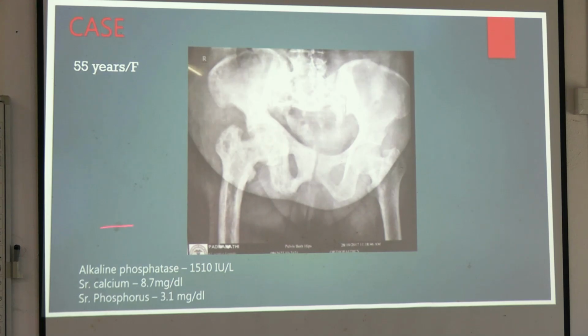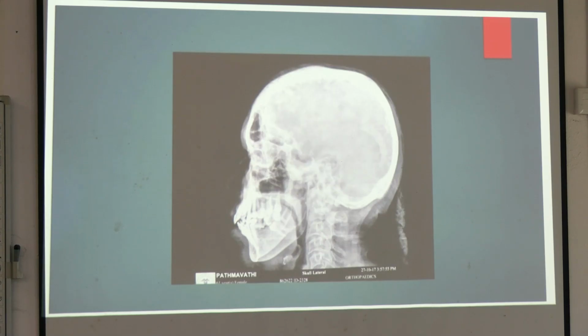So then what do you do? You do a serum alkaline phosphatase level. What you see is that the alkaline phosphatase level is very much increased. So you suspect that the patient might be suffering from Paget's disease. But the calcium and phosphorus levels are normal in such patients. In the same patient, you are seeing that the skull is showing so much hyperdensity. So this is also seen in a case of Paget's disease.